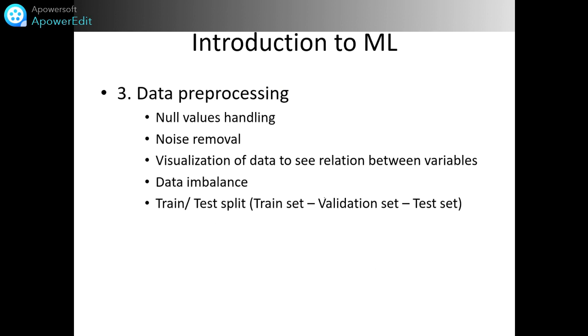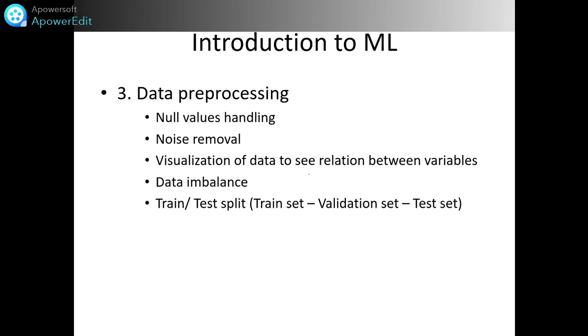Now the third step is data pre-processing. Actually, after the data collection you can apply the data pre-processing also, because you have to analyze the data. While recording, if your sensor or your recording device is not working properly, you may get some wrong values or null values during the recording. So you also have to deal with how to handle these null values.